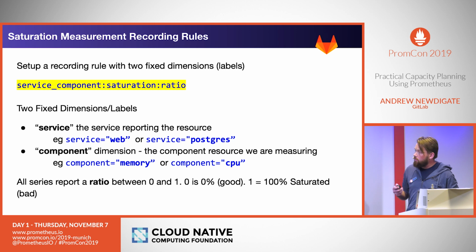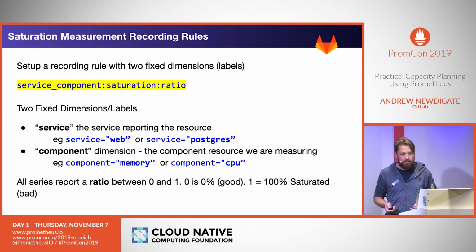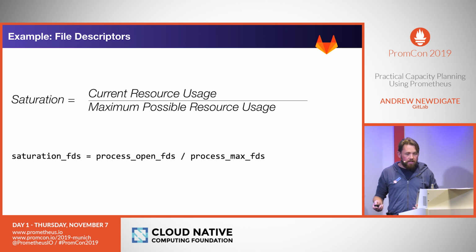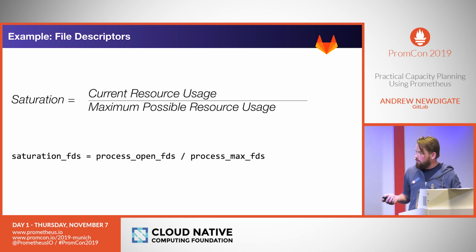And the second label that we apply to all of our metrics is a component label. This describes the name of the resource that we're measuring. So that could be memory or CPU or database connection pools, or whatever the resource is that we're monitoring. It will probably make a bit more sense if I describe an actual example of this.